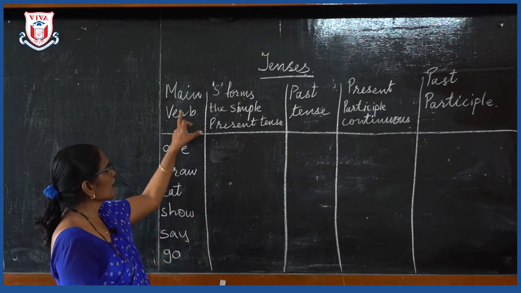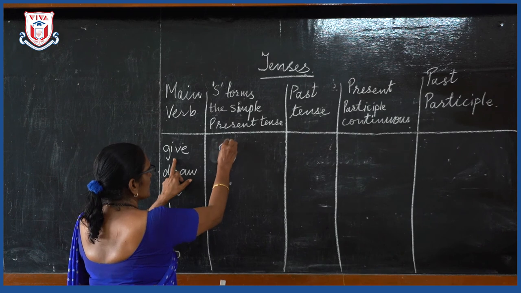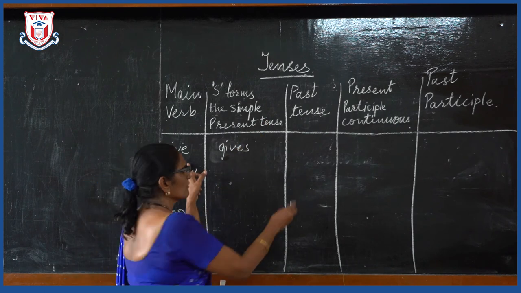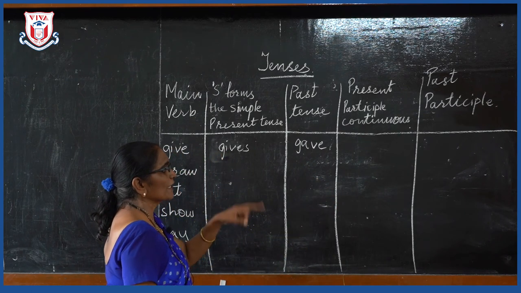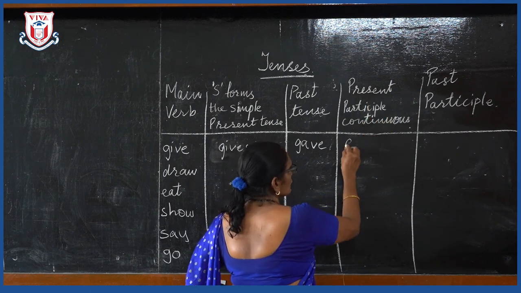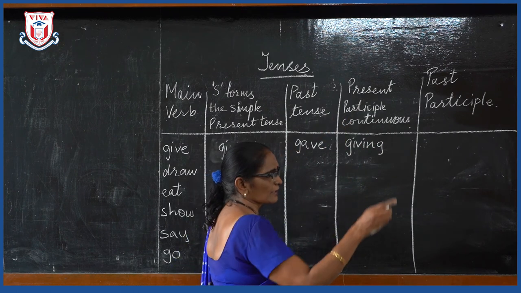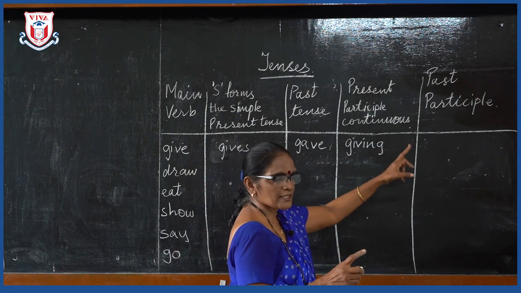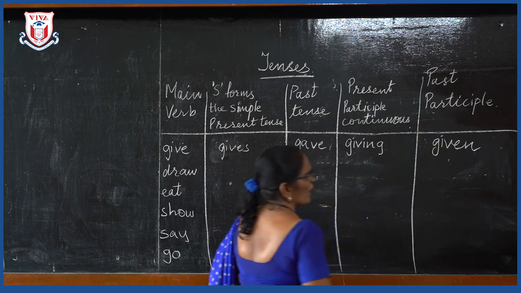Now, suppose I say the main verb is give. What will be the S form? I showed you that give will be gives. Okay, give will become gives. What is the past tense of give? Will become gave. Okay, what is the present participle or continuous tense? Or we can say continuous tense, participle, you can say progressive. So the progressive will become giving. Okay, now when I say in the past participle, she has given me becomes the past participle. So she has given me. So give will become given in the past participle.